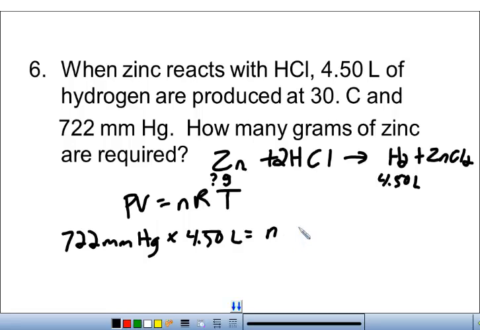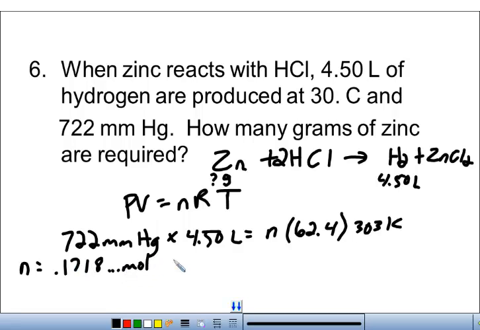So we're using PV equals nRT. I don't know my moles of gas. My R in this case is going to be 62.4. And my temperature is going to be 30 plus 273, which is 303. All right, if I solve for n, I will get 0.1718 something. Keep that all on your calculator. And that's moles of hydrogen. In reality, I only have 3 sig figs, but I'm going to carry that number through.